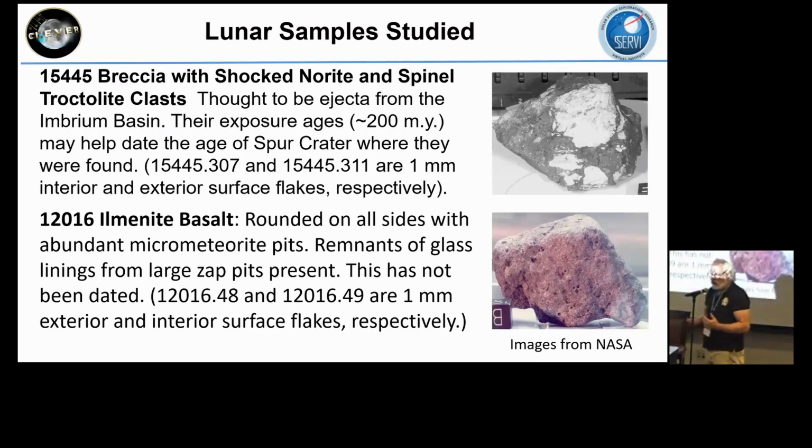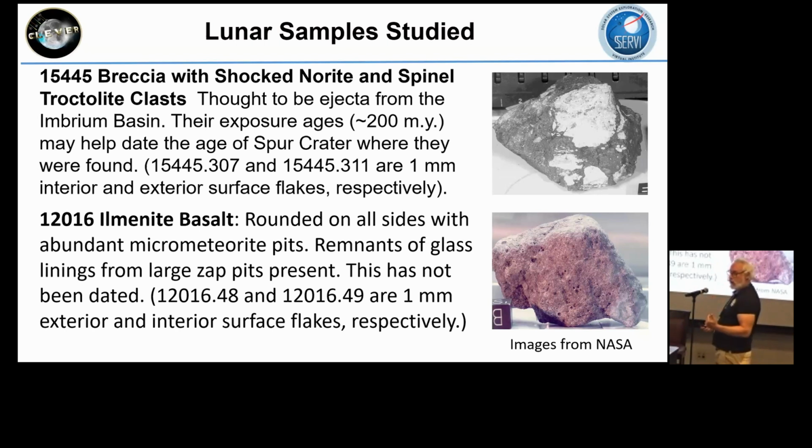All right, so the lunar samples we've looked at were Apollo 15 samples in a brusher with a shock norite and spinel troctolite class. These were thought to be ejected from the Imbrian Basin. They had a lot of exposure, so we chose these particular samples because they have been exposed. We were looking for space weathering signatures. One thing that's pretty important is we have samples 0.307 and 0.311.